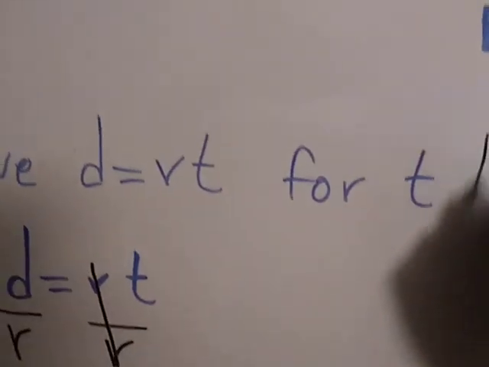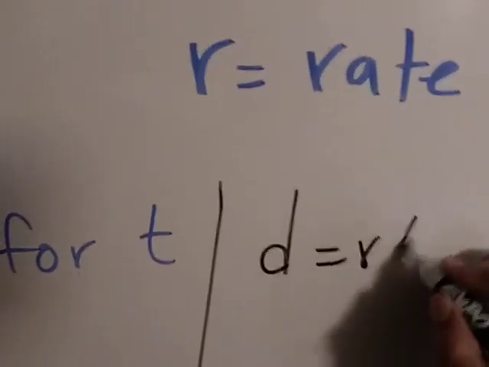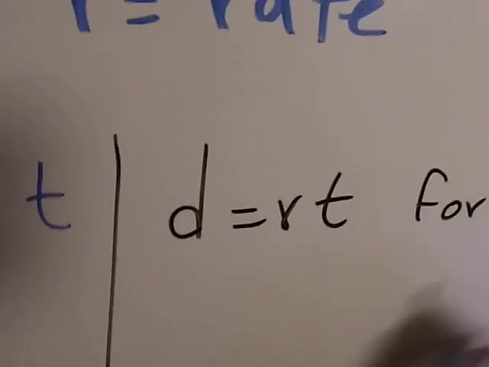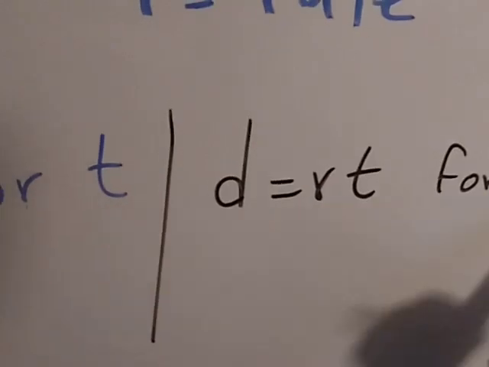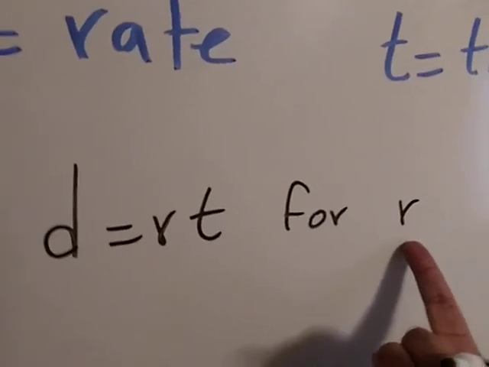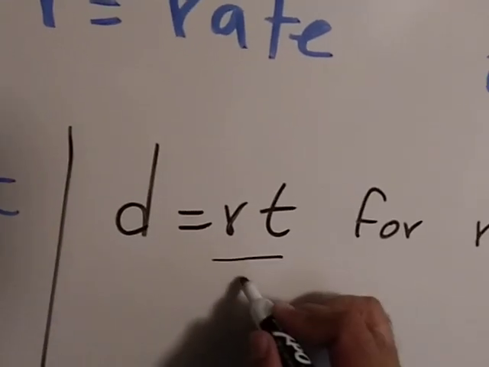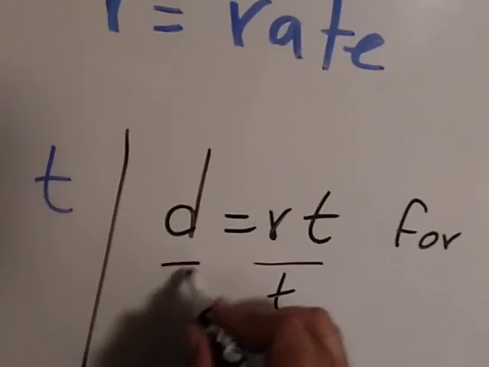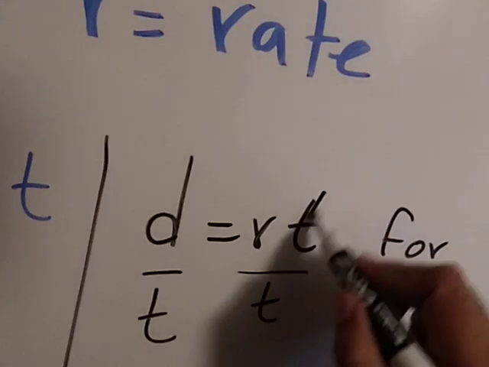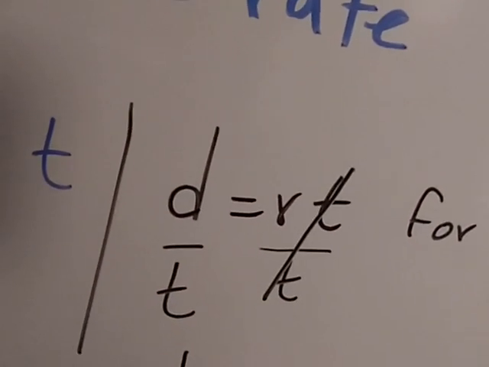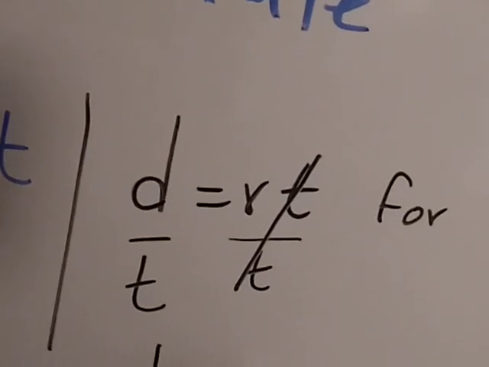Now, how about if they were to tell you, solve d equals rt for r. So again, we're going to try to isolate the value of r. So on this side, we're going to divide by t, and these get canceled. So distance over time is equal to the rate.